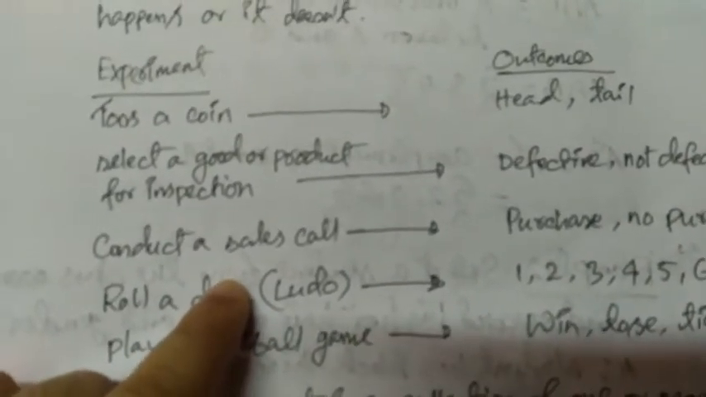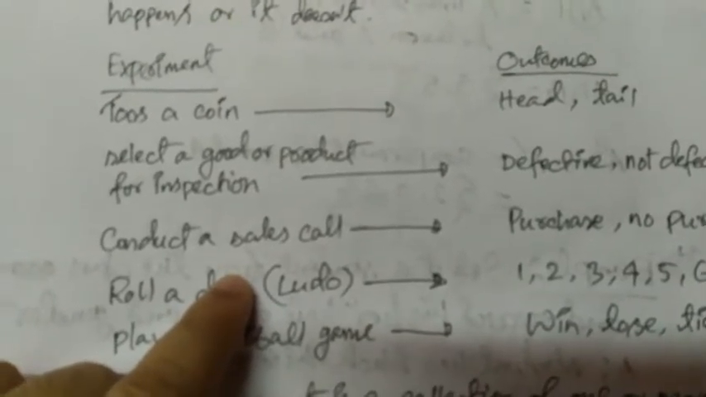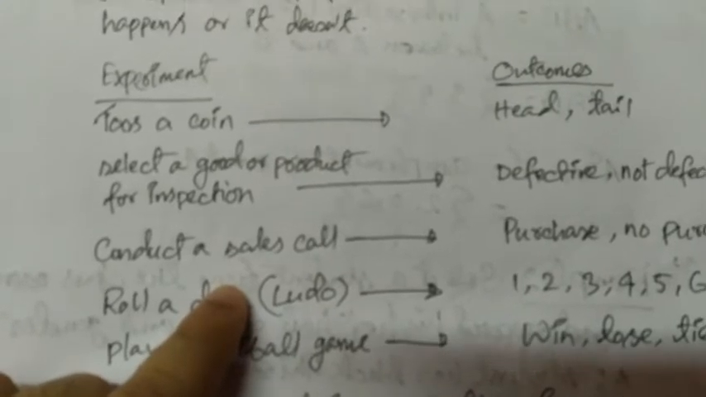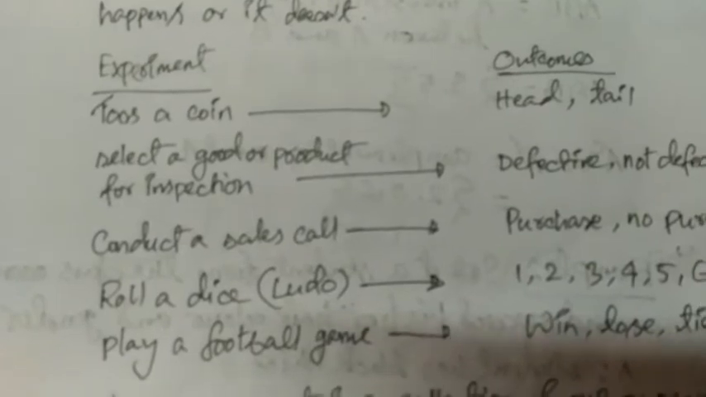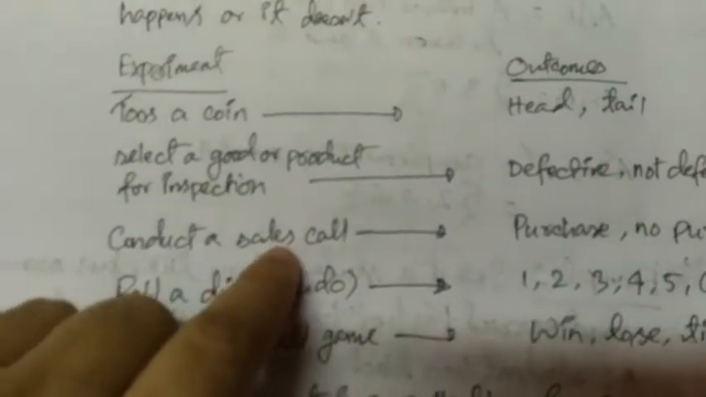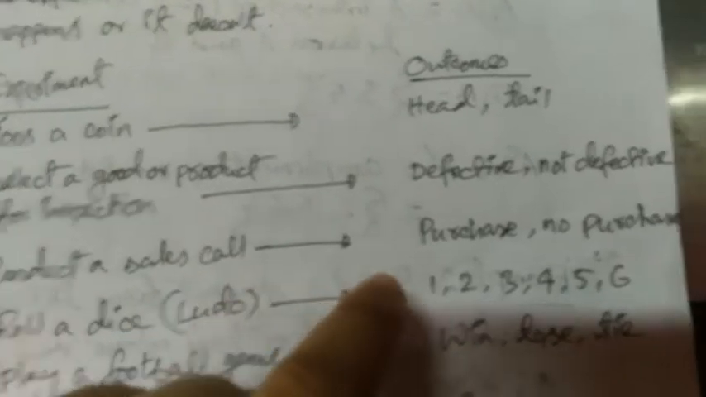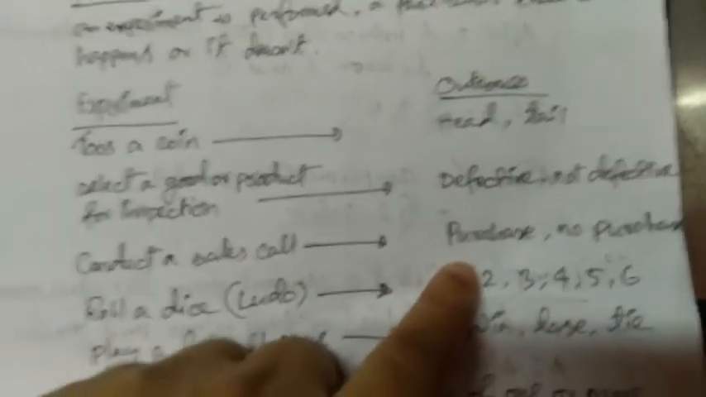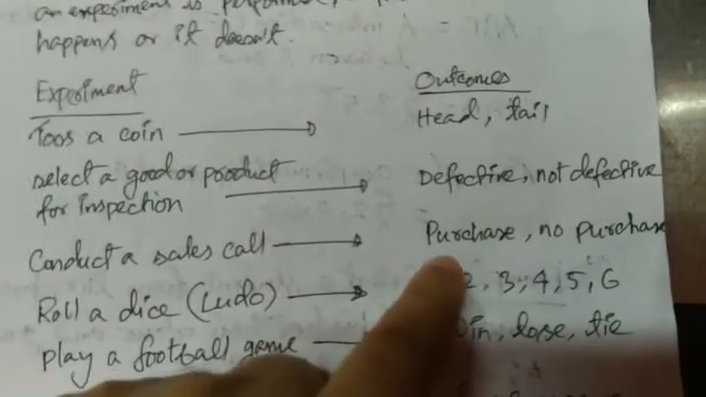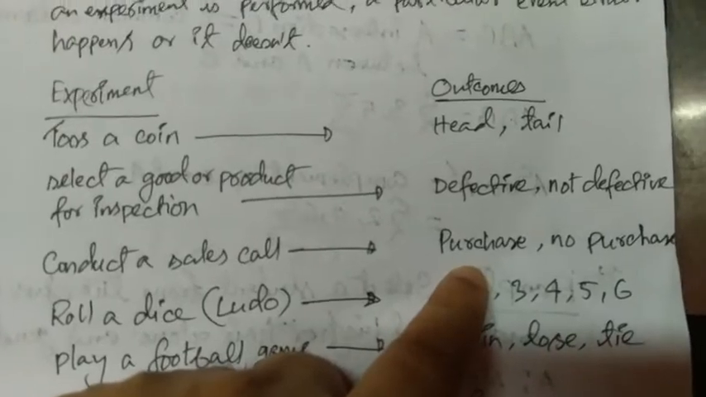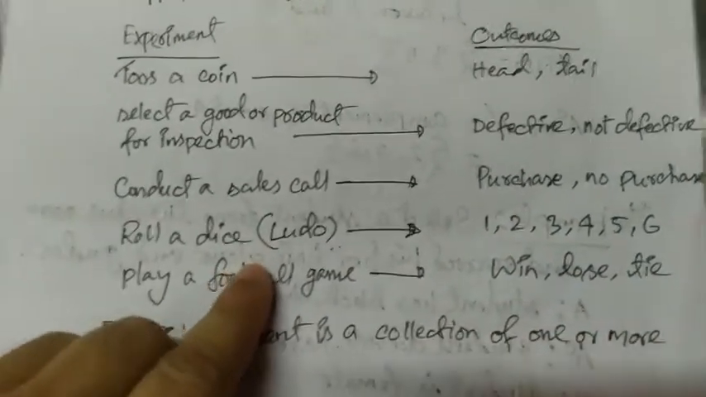Conduct a sales call. For example, you are working for a call center of an automobile shop, or maybe you are working as a sales agent. So you performed a sales call to a customer, a potential customer. That customer may purchase or may not purchase. So there can be either of two outcomes. The customer may decide to purchase or may not purchase.